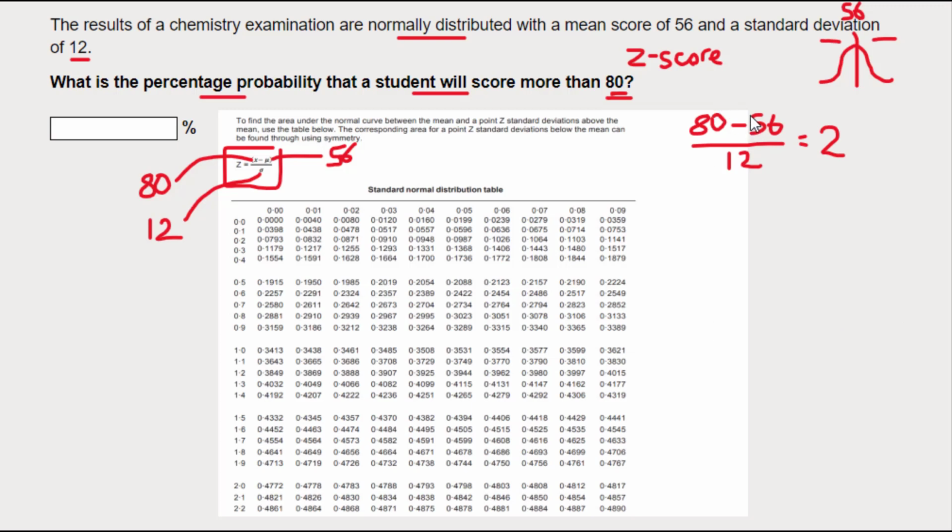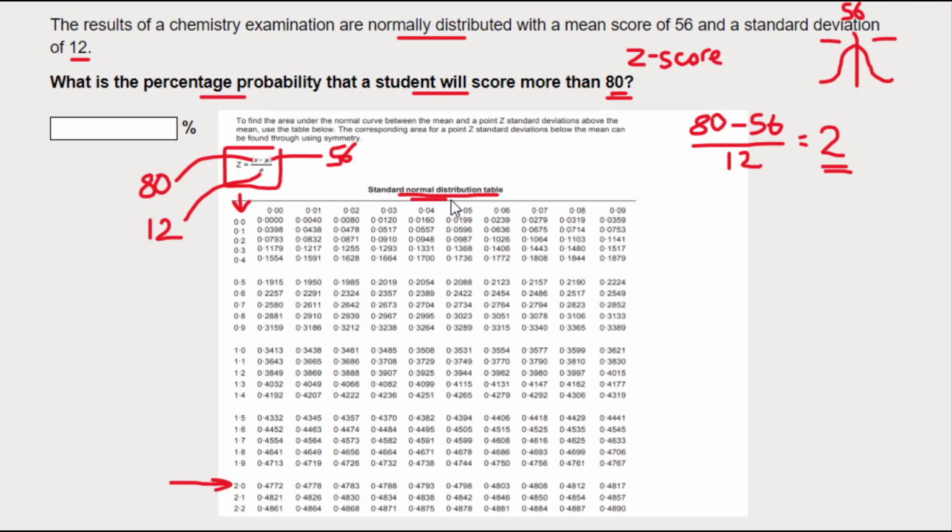Now, having done our little calculation of our z-score, we can then go into the normal distribution table. And whatever that figure is that you've calculated, you've got to work down this column here and find it. Is our number here? Can we find the number 2? Oh, yes, we can. It's there. So we're going to work across this row.